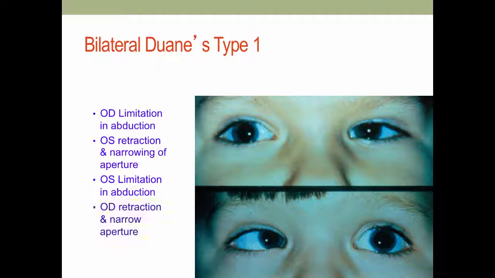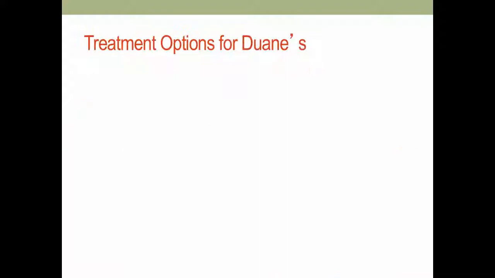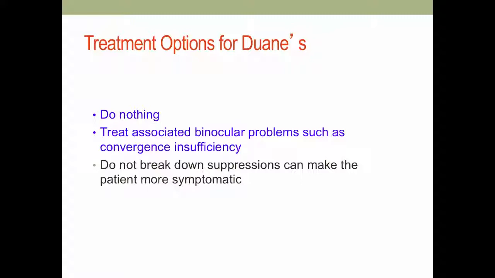This is a patient of mine now who is an orthopedic surgeon, and as you can see, she just uses a head tilt to get herself binocular. This is another one of a type 2 Duane's. Take that one out. Do nothing. Treat the convergence insufficiency. If you treat the convergence insufficiency, do not break out the suppression mechanisms of these patients.